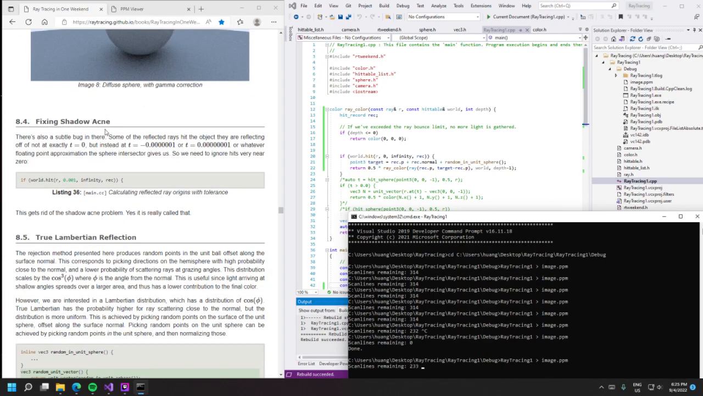Okay, then we're going to fix the shadow acne. I don't know what that is. There's also a subtle bug in here. Some of the reflected rays hit the object they are reflecting off not exactly at t equals 0, but instead at t equals, how is that possible? I don't know. Or whatever floating point approximation the sphere intersector gives us, so we need to ignore hits very near 0. We change the hit's lower bound to 0.1. Okay.